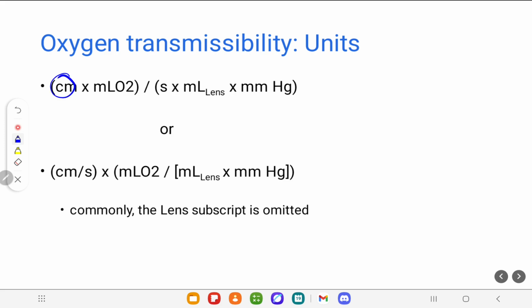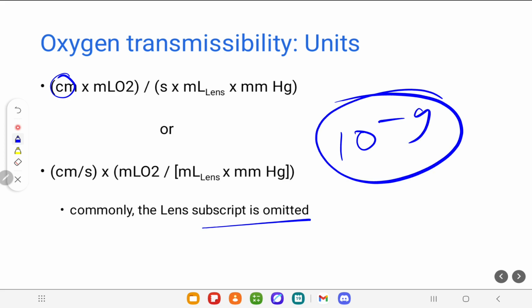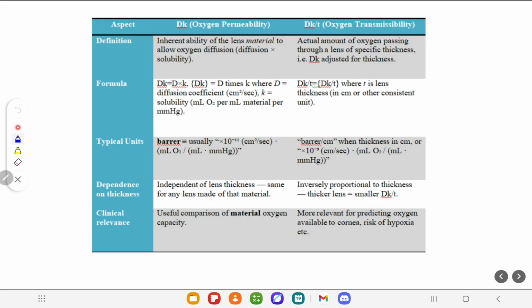Why is it per centimeter? Because we have divided by t. Common length substitution is omitted. And just remember 10 to the power minus 9: when you see 10 to the power minus 9, it's oxygen transmissibility, not oxygen permeability. Okay. And the unit is a favorite question in MCQs. It's always a favorite question. Just remember this point.